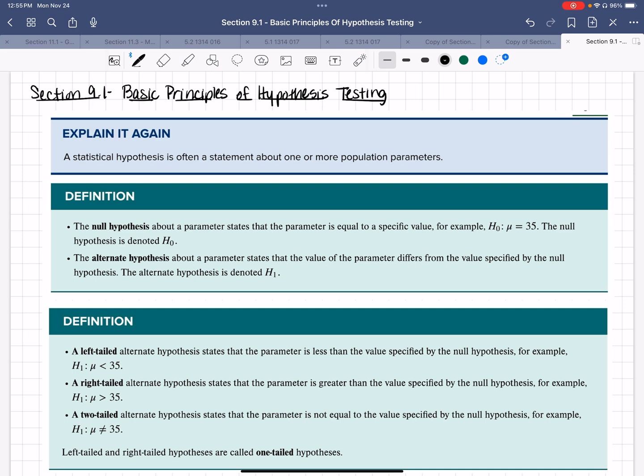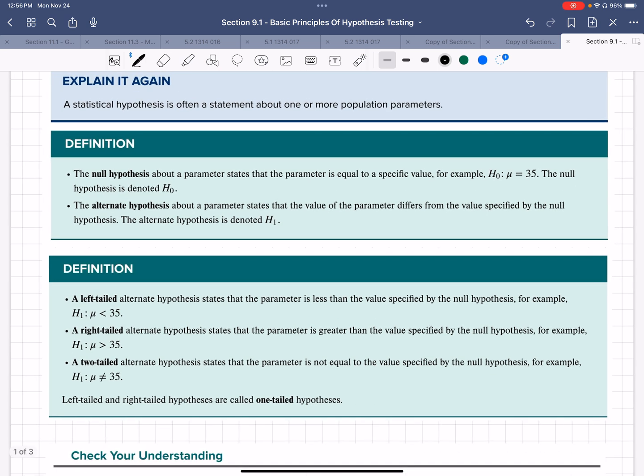So, first we have a statistical hypothesis is often a statement about one or more population parameters. Then we've got a couple of definitions. The null hypothesis about a parameter states that the parameter is equal to a specific value. For example, H sub 0: mu equals 35. The null hypothesis is denoted by H sub 0, okay? The alternate hypothesis about a parameter states that the value of the parameter differs from the value specified by the null hypothesis, and the alternate hypothesis is denoted H sub 1.